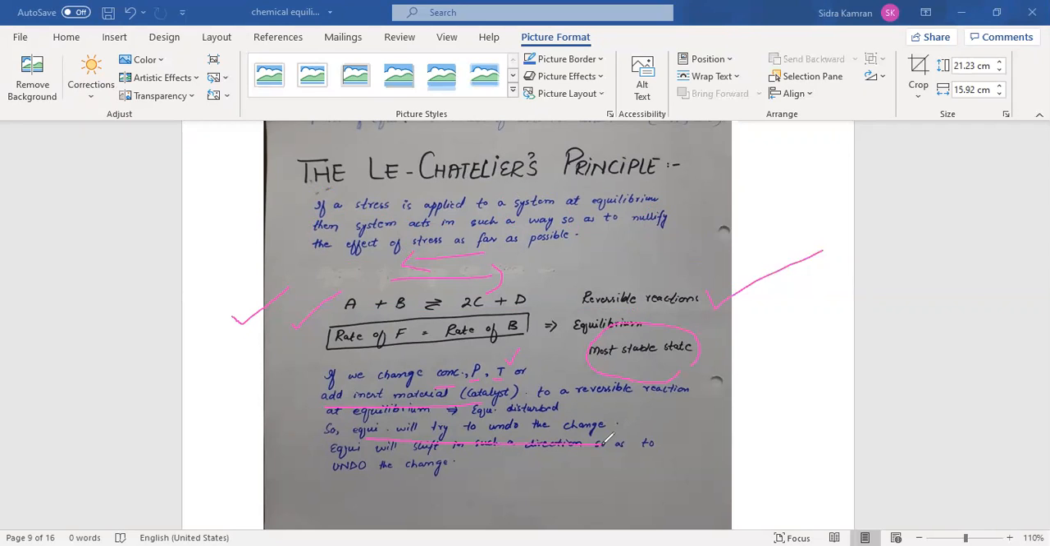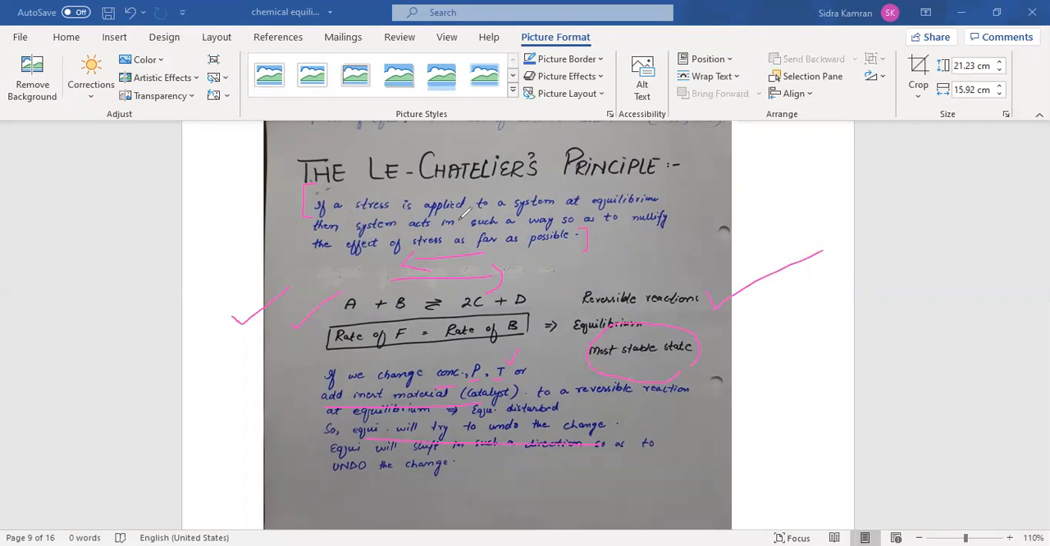How does the equilibrium state undo those changes? This is all about Le Chatelier's principle. One by one, we are going to discuss this. Before that, you have to know the main statement of Le Chatelier's principle.